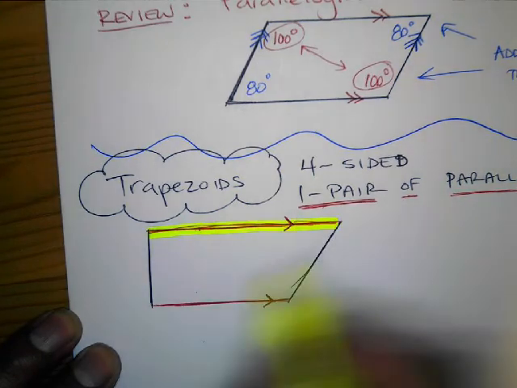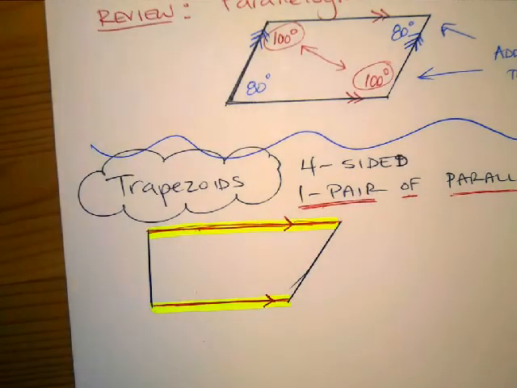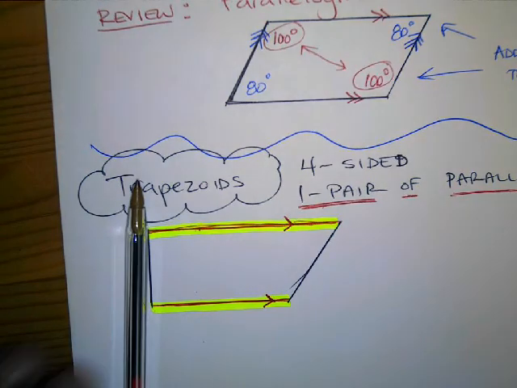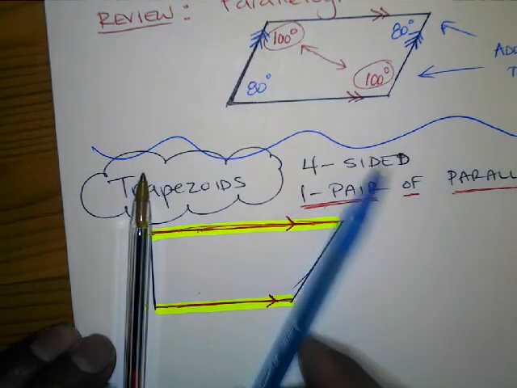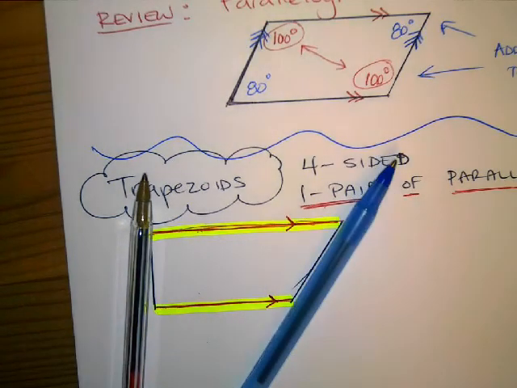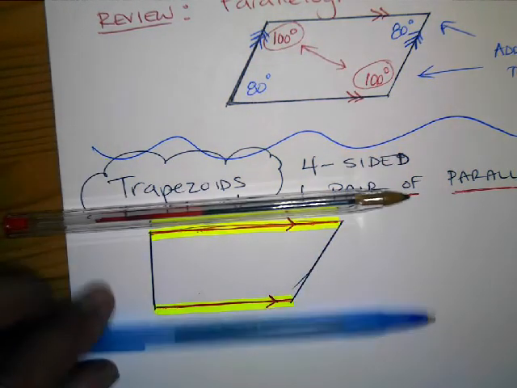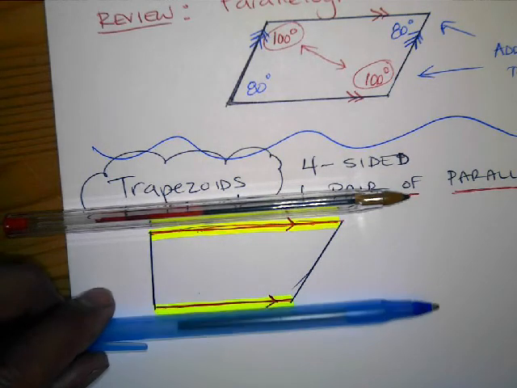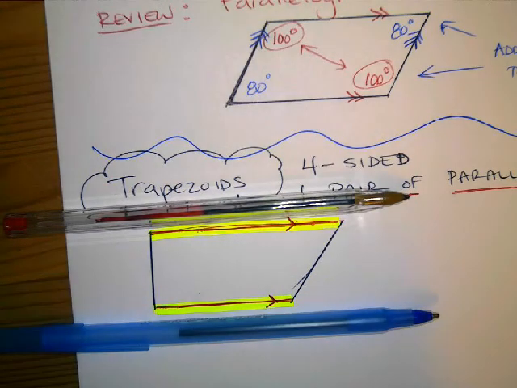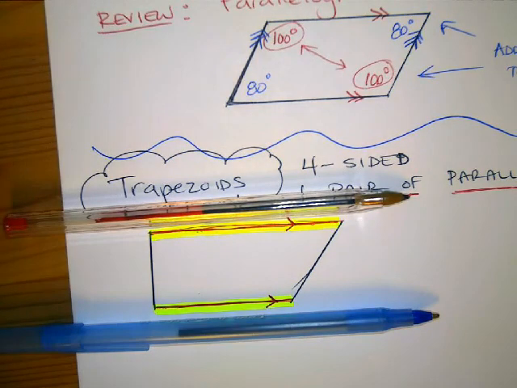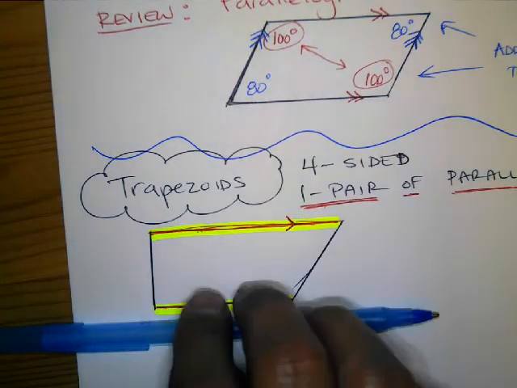So I want you to focus on, and maybe it's going to help you to highlight, the sides that are parallel. Not the other sides. Not this side and this side. Those are not parallel. See? It only has one pair of parallel sides. This side is parallel to this side. Don't worry about the length. But those top and bottom sides are parallel. Okay. So that's what's going to be true.